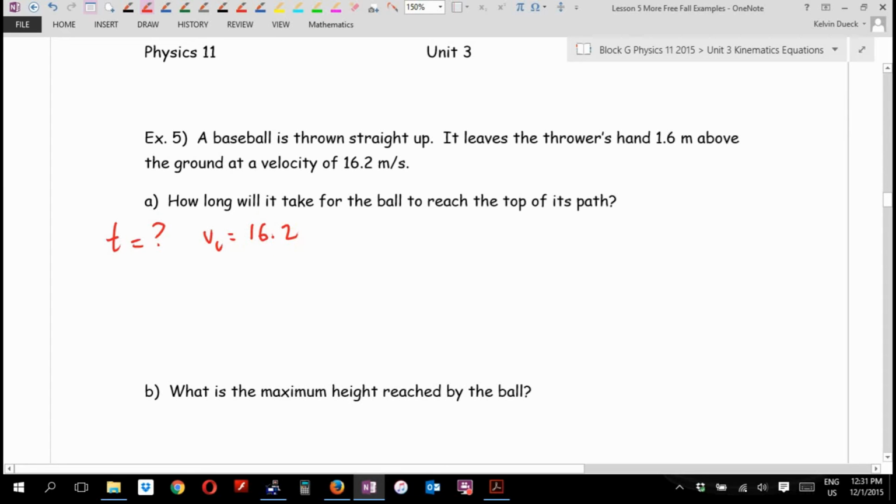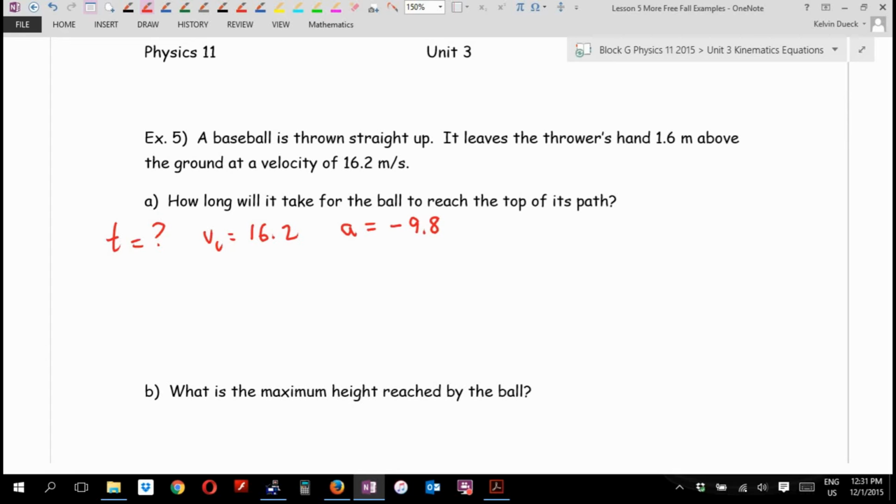It left my hand, so now it's in the air. It's in free fall. Jaden, what did we say acceleration was for anything that's in free fall, whether it's on the way up or on the way down? We don't care. Negative 9.8. And again, this is important. You'll notice I didn't give you that in the question. I'm going to, from now on, assume that if you notice it's in the air, it's accelerating at negative 9.8 meters per second squared. This isn't enough.